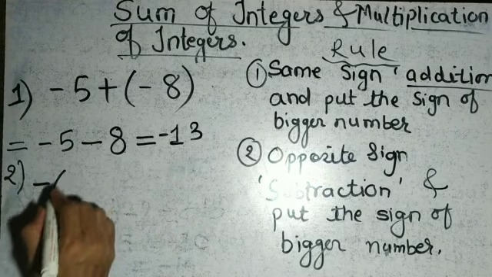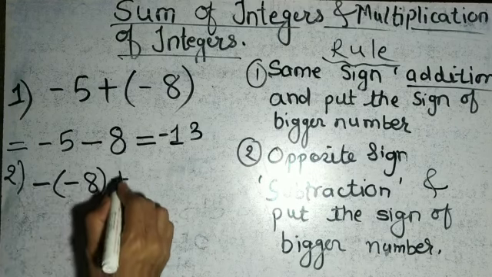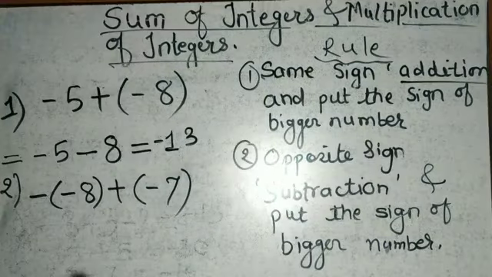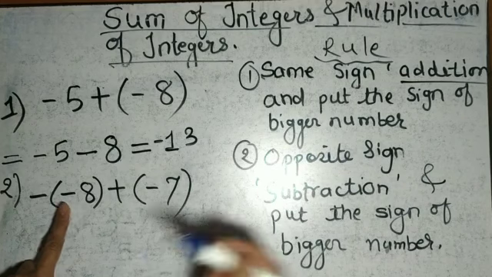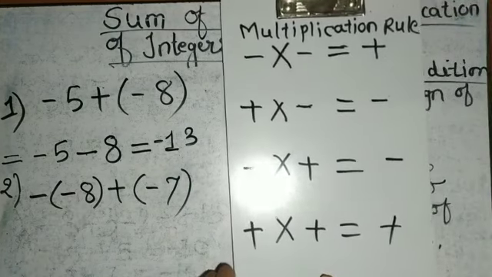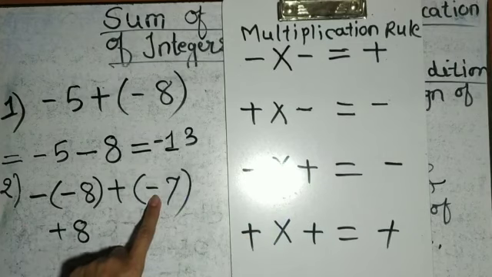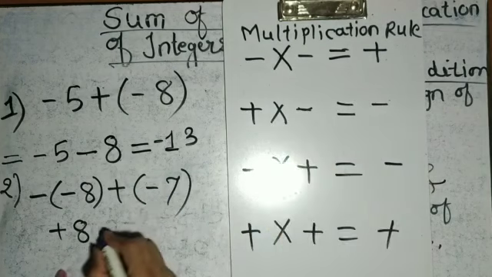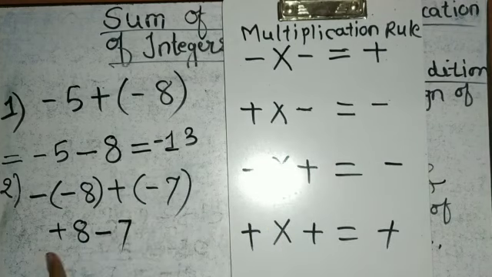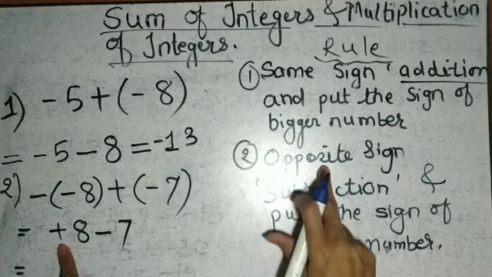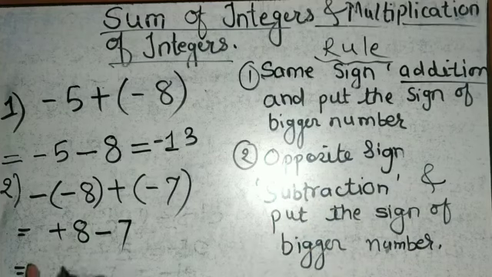Now next example we will take: minus 8, in this way also, minus of minus 8 plus of minus 7. How will you do this example? First comes the multiplication rule. Minus minus is plus 8, and plus minus is minus 7. So again opposite signs, subtraction. We are going to use this rule: opposite sign, subtraction, and put the sign of the bigger number. So 8 minus 7, plus 1.